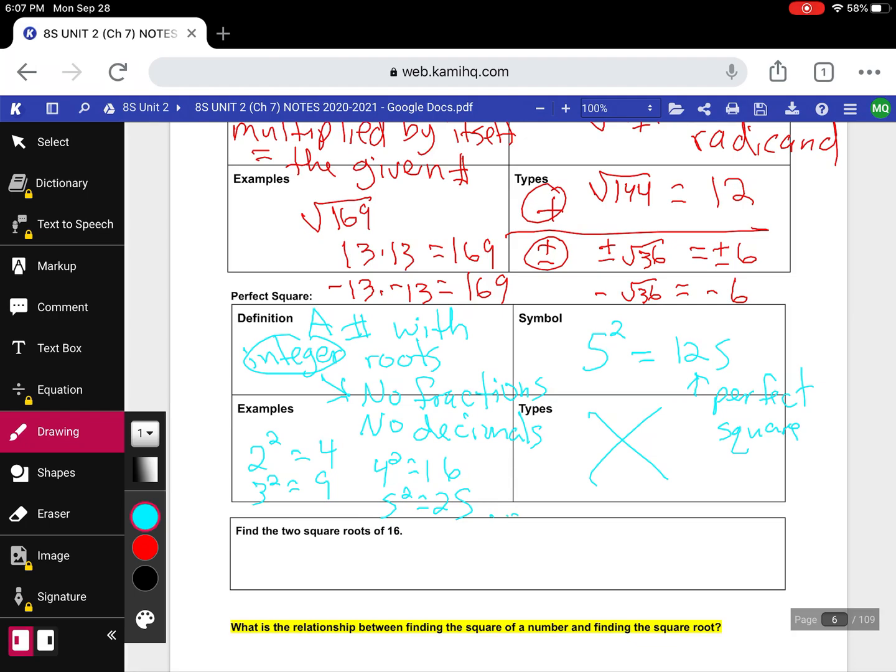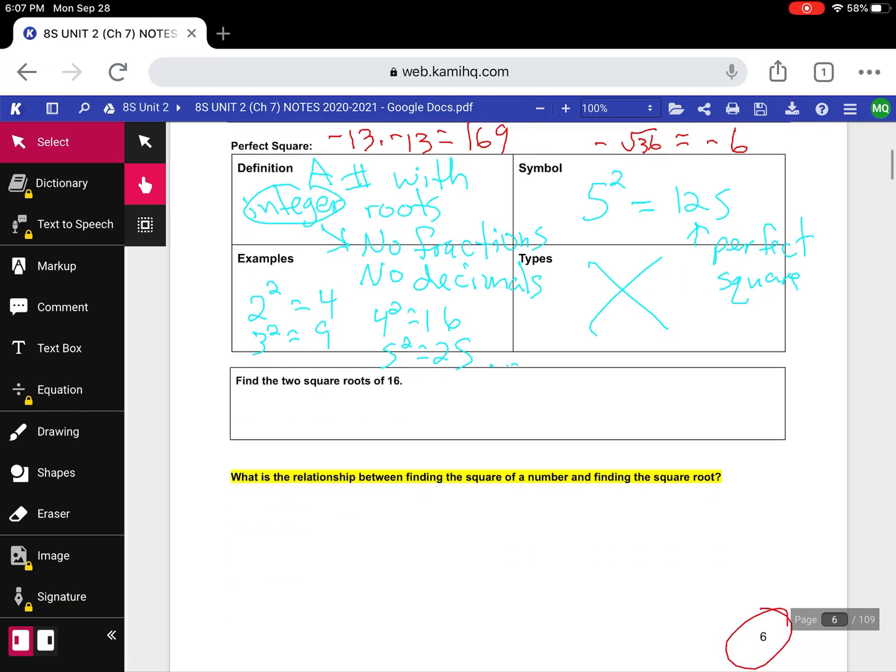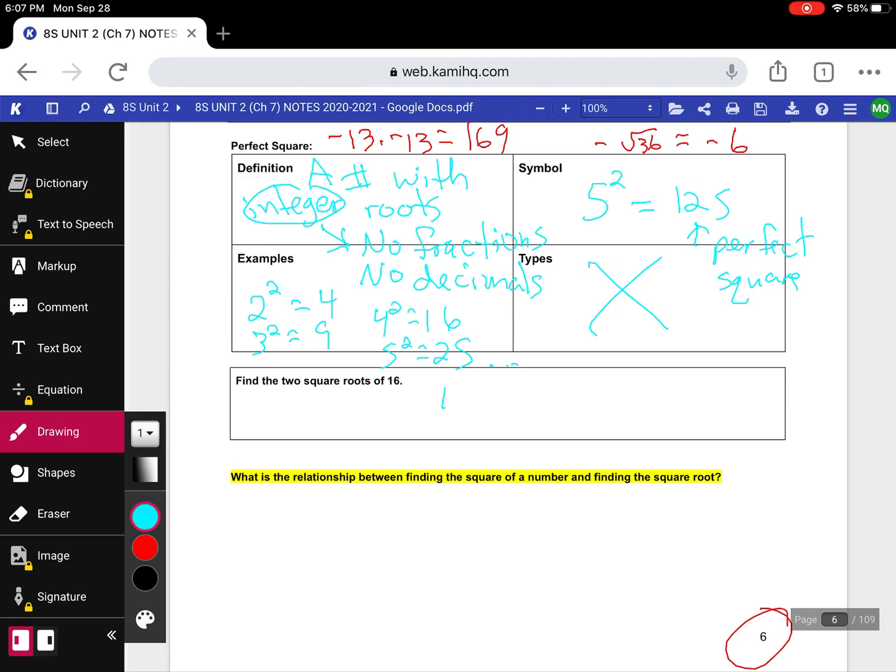And then it says find the 2 square roots of 16. Okay, like we talked about above, when we're talking about the 2 square roots, you are going to be talking about plus or minus the square root of 16. So that's going to give you a positive 4 or a negative 4. And if you think about it, it's because 4 times 4 equals 16, and negative 4 times negative 4 equals 16. So you could get either one, okay?